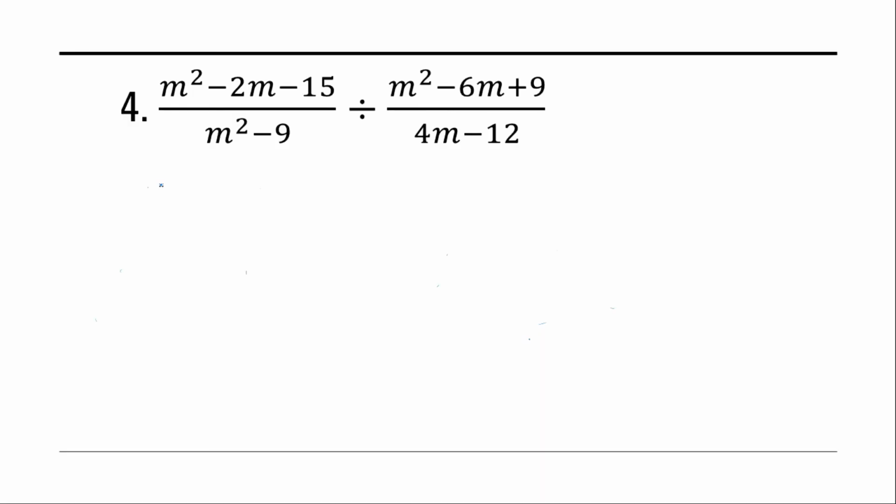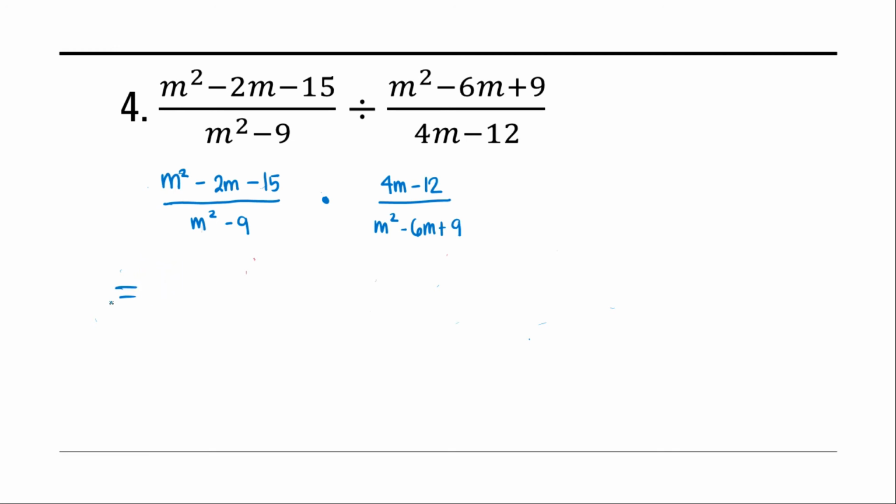Number 4, m squared minus 2m minus 15 over m squared minus 9 divided by m squared minus 6m plus 9 over 4m minus 12. So let us keep the first fraction. We have m squared minus 2m minus 15 over m squared minus 9. Flip the second fraction, we have 4m minus 12 over m squared minus 6m plus 9. Change the operation from division to multiplication.